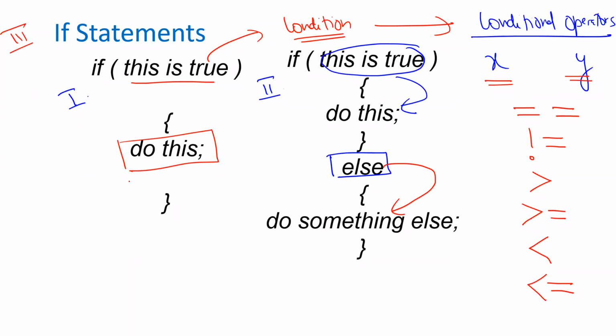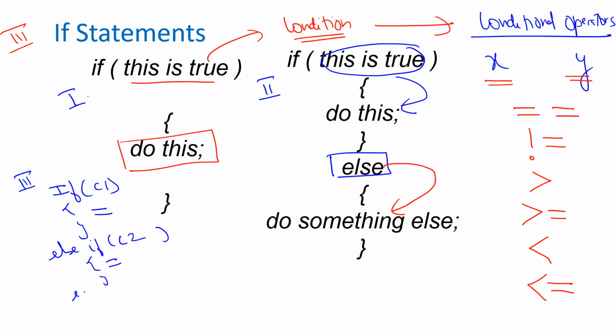The third variant of that is multiple if else. If condition 1 is true, do this, else if condition 2 is true, do this, else if condition 3 is true, do this. Finally, if none of the conditions is true, do something else. This is a multiple if else block. So this is the third variant of that, and this is pretty straightforward.